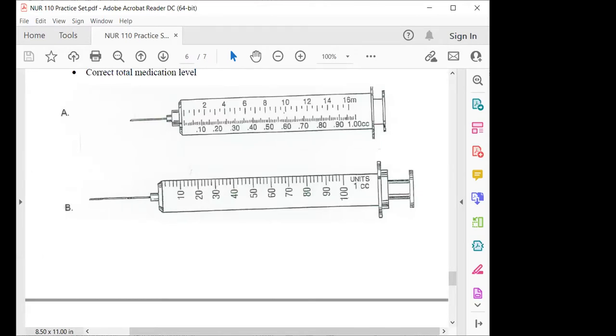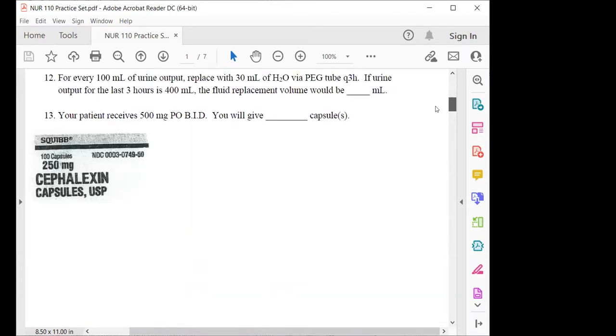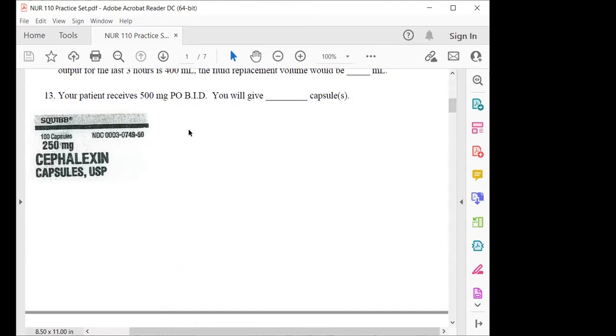All right, so let's go back up to the top. So for the most part, what are considered your drug labels are going to look a lot like this. It's going to tell you the total amount of capsules, you're going to see the strength of each capsule, and then it'll tell you the name. Sometimes it'll tell you the generic name, or it might even be the generic version of the medication.